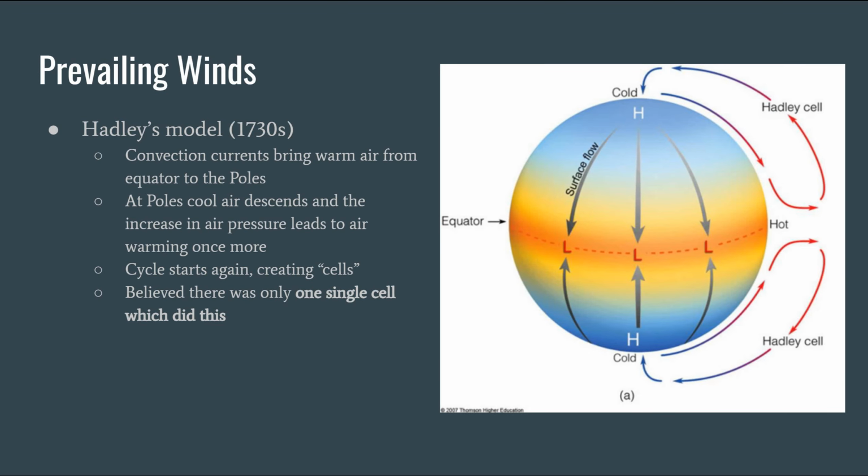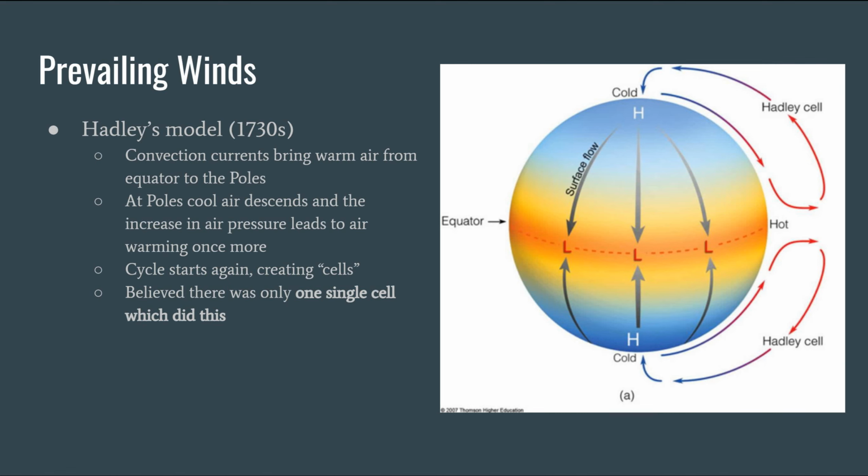Cool. Now we'll talk a little bit about prevailing winds. Prevailing winds are the main or normal direction of winds that blow across the earth at any point in time. Basically, there are three core principles for how prevailing winds are generated in the Earth's atmosphere, and this follows what we call the Hadley model, which was developed in the 1730s, so quite a while back.